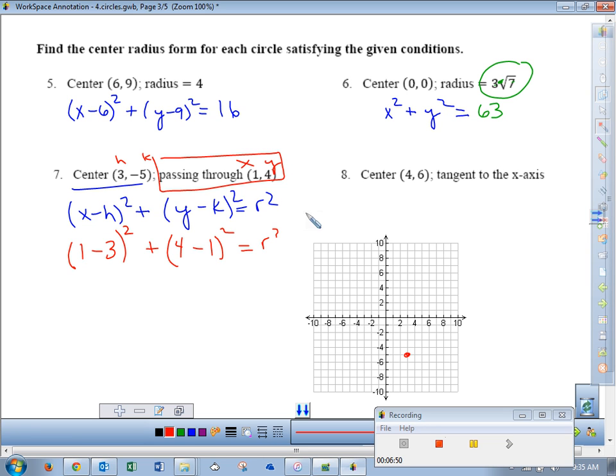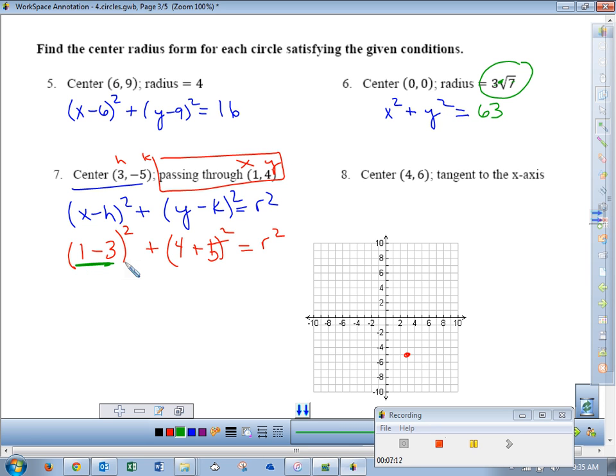There were 5 variables in that formula, h, k, x, y, and r. We knew h, k, x, and y. We just don't know r. Rock and roll? So, to simplify, you got to do what's in here first.